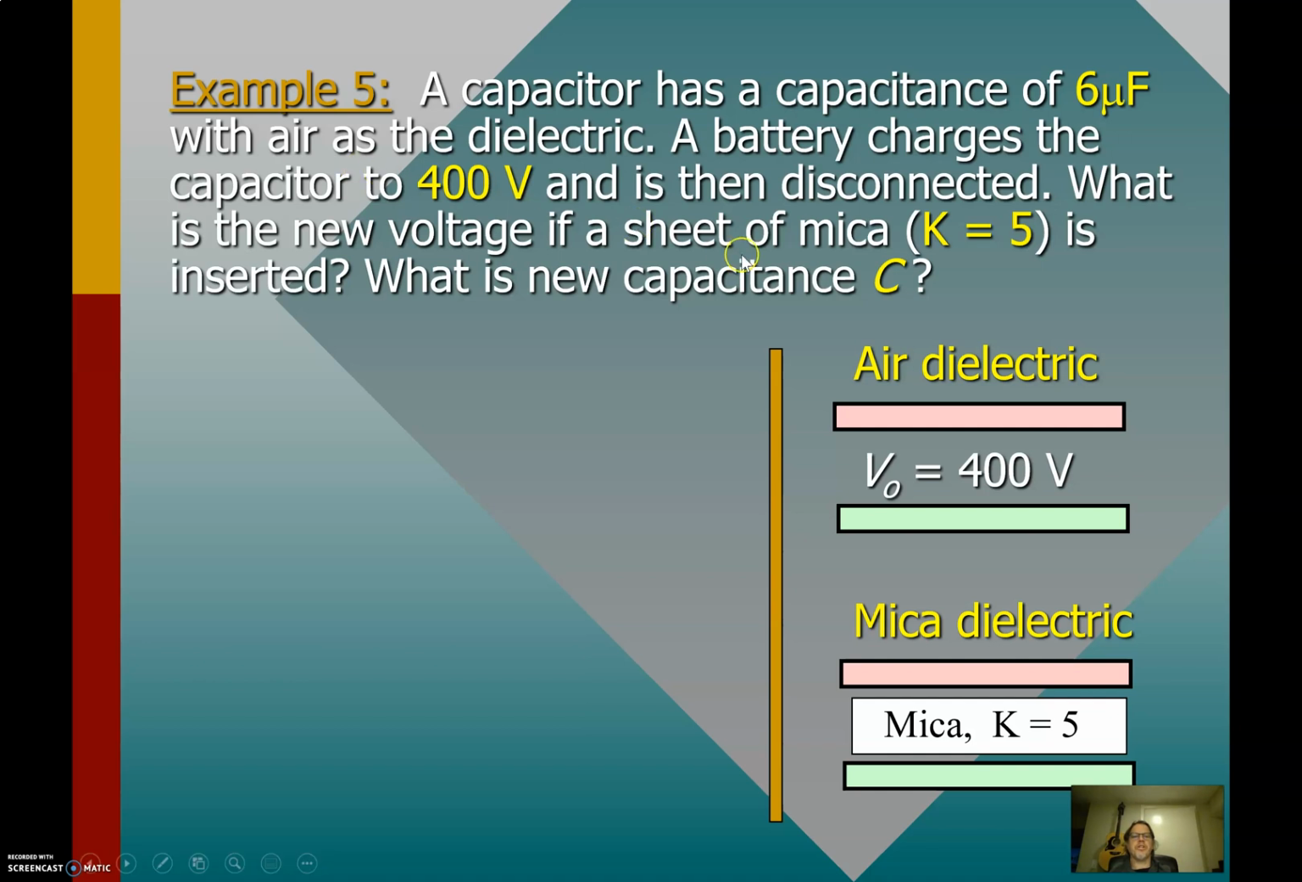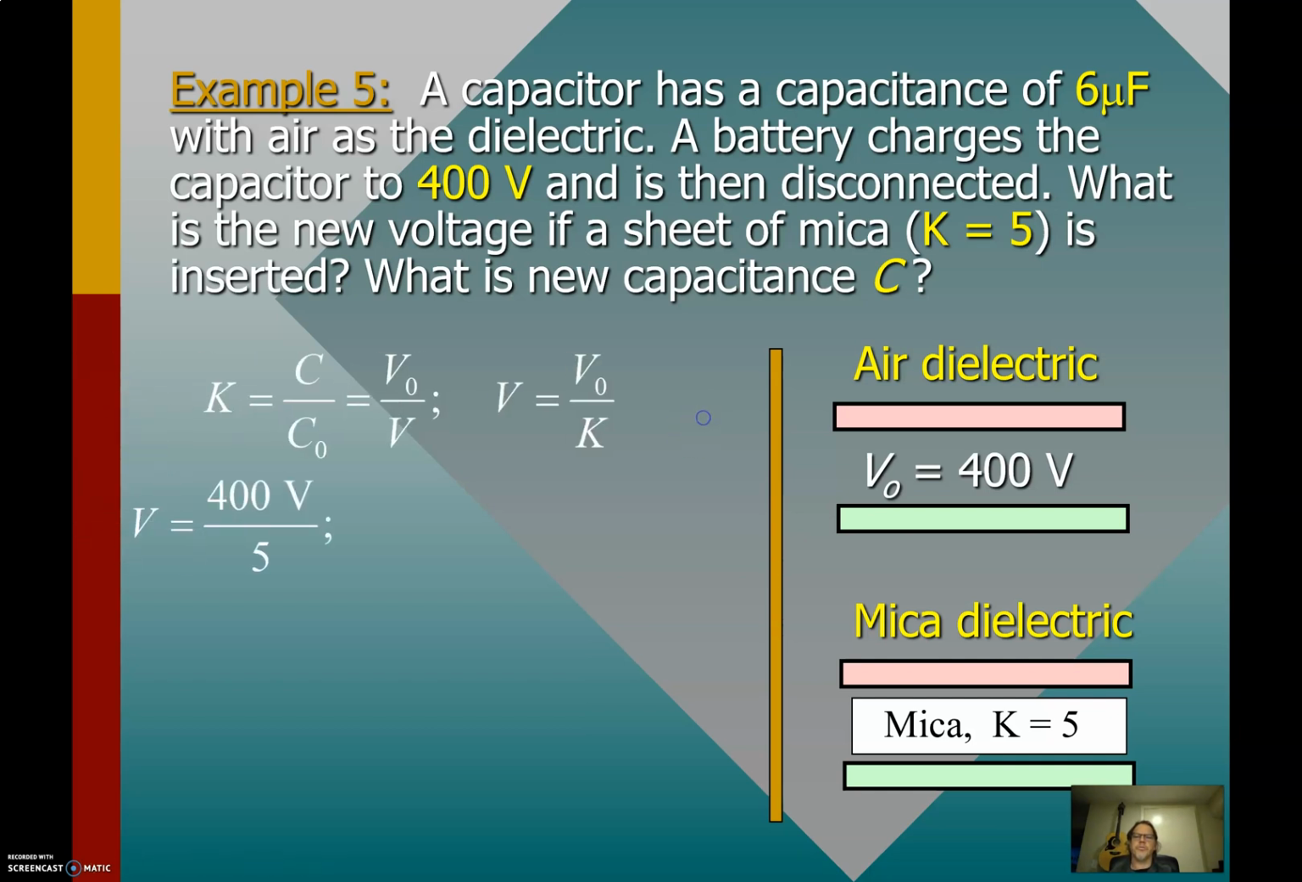So first of all, what's going to happen to the capacitance when you add the dielectric of 5 in there? It gets 5 times higher. Nice. It gets 5 times higher when you insert that into there. Okay. What's going to happen to the voltage when you insert that in? It gets lower. Very nice. It gets a lot lower as you insert that thing into there.